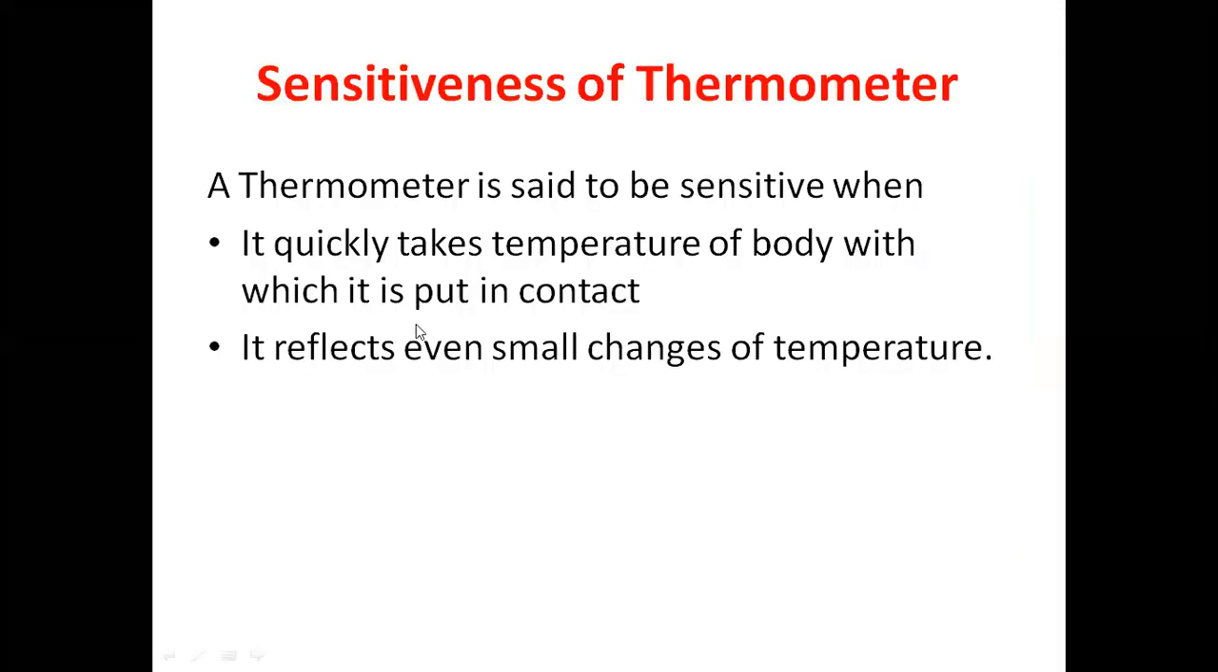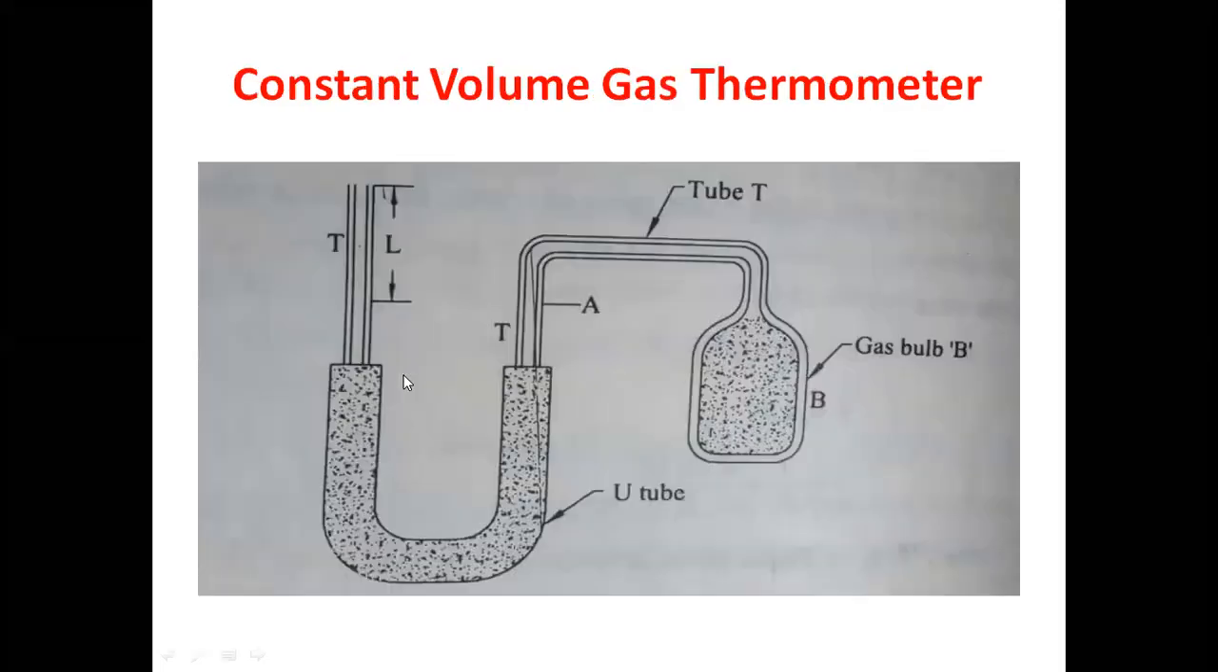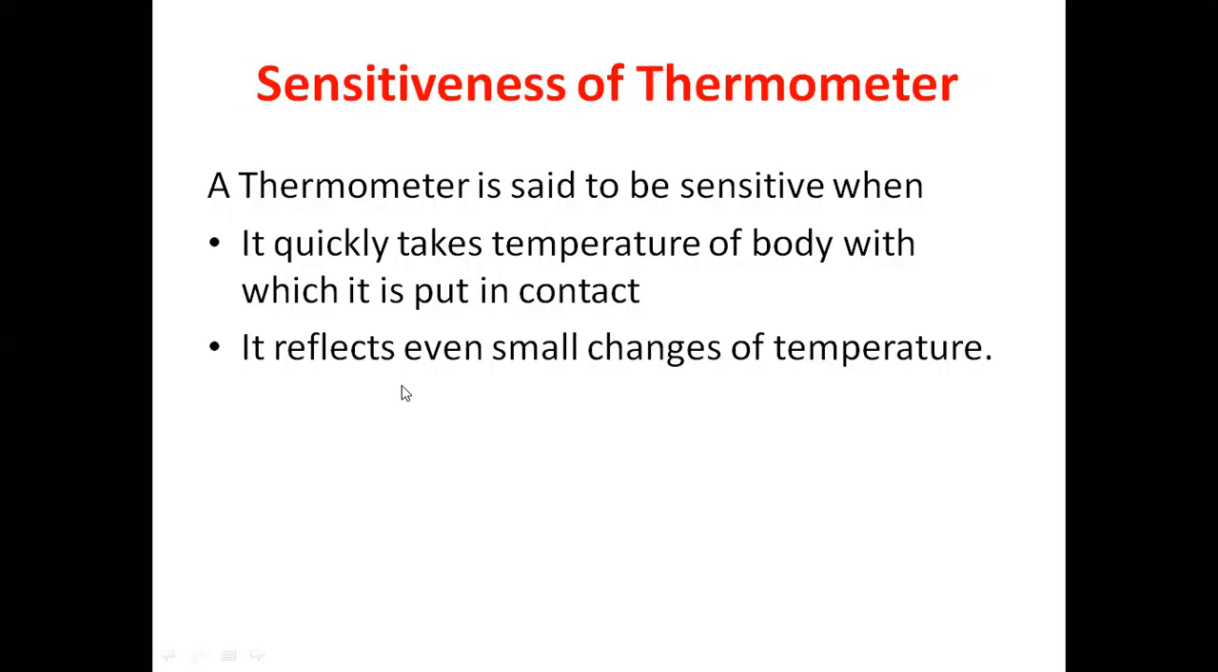Next, the third principle is why a thermometer is said to be sensitive. A thermometer is said to be sensitive when it quickly recognizes the temperature of the body with which it is put in contact. If a thermometer is made to touch another body and it quickly shows the temperature, then it is said to be sensitive. Further, it has to reflect even small changes of temperature. In that case, the thermometer is said to be sensitive. Please note down these things.